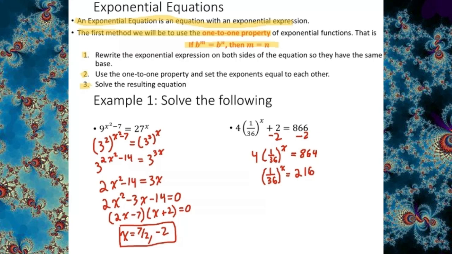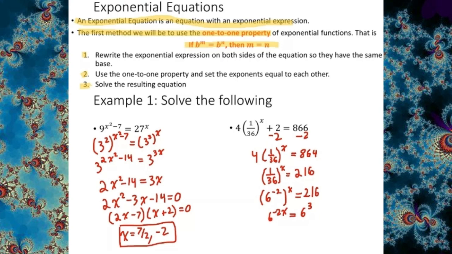Focusing on the 1 over 36 to the x, since 36 is smaller than 216, it'll be easier for us to rewrite. We know that 6 squared is 36. So 6 to the negative 2 would be 1 over 36. Using our power to a power rule, 6 to the negative 2 to the x is 6 to the negative 2x. Now that I can rewrite my left-hand side as a power of 6, let's see if we can do the same thing for the right-hand side. Can I rewrite 216 as a power of 6? Yes. 216 is 6 cubed. So I've rewritten both sides of my equation as powers of 6.